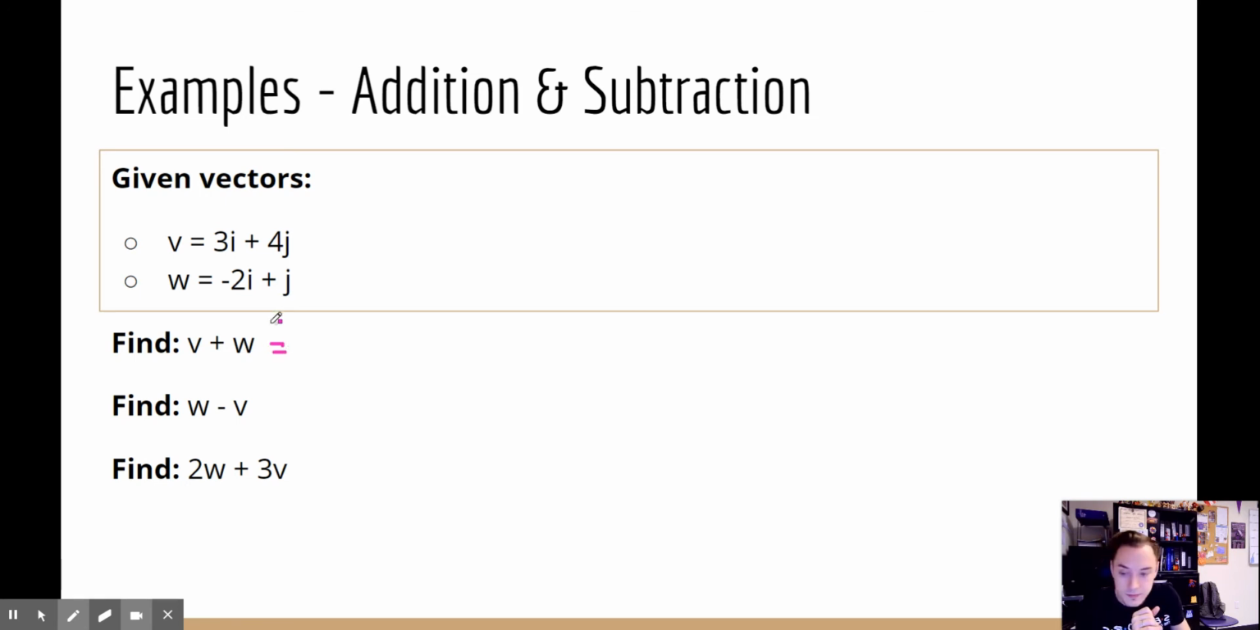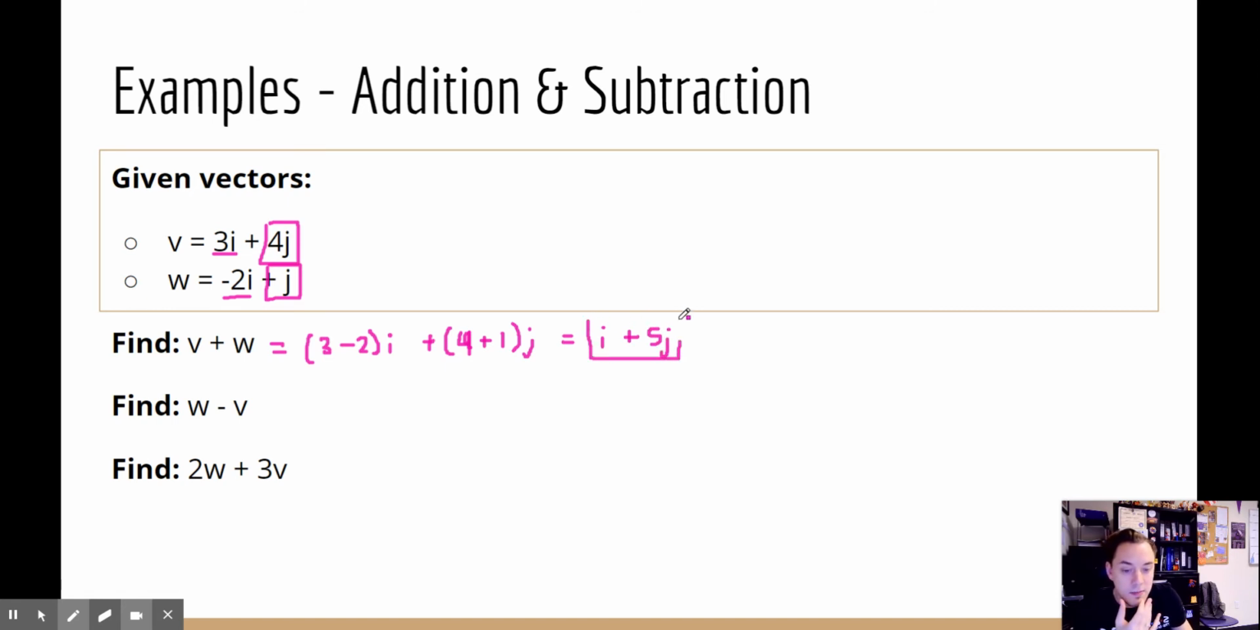So this equals, I add them together. So essentially I'm just adding like terms. I mean, that's honestly essentially what I'm doing. I'm taking 3 minus 2, following my formula from the last slide, i, and then plus 4 plus 1, and then j. This is 4 plus 1j. This equals i, and then plus 5j.